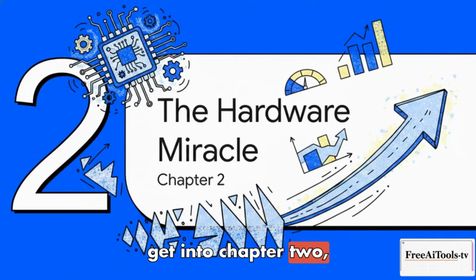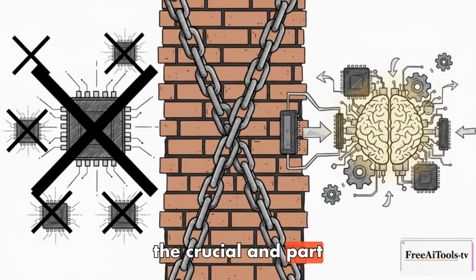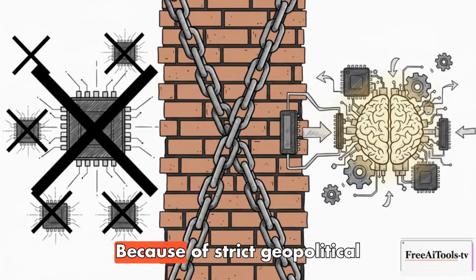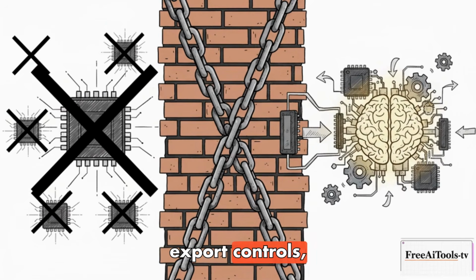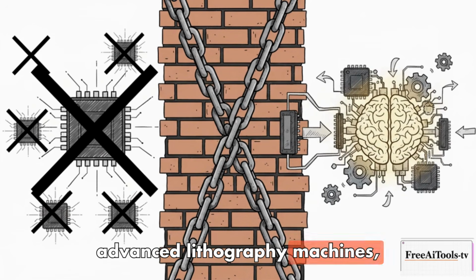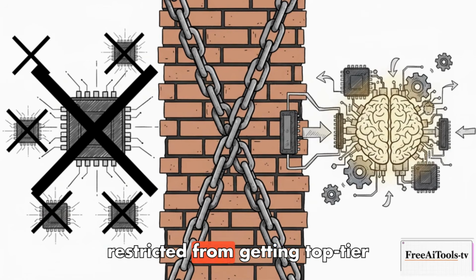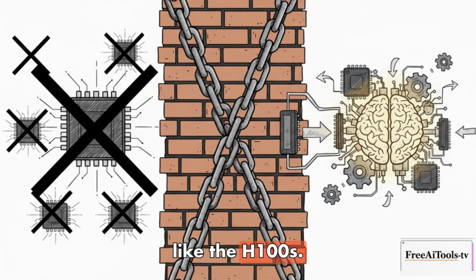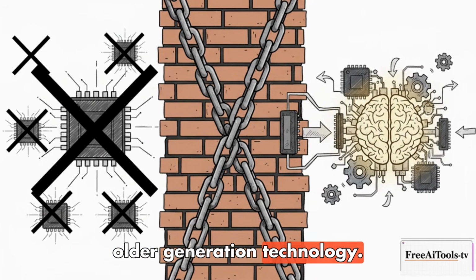Let's get into Chapter 2, the hardware miracle. Now, arguably, the craziest part of this whole story is the environment this model was actually born in. Because of strict geopolitical export controls, DeepSeek's creators simply could not go out and buy the best AI hardware in the world. They were completely cut off from ASML's advanced lithography machines, and they were heavily restricted from getting top-tier NVIDIA chips like the H100s. So they were forced to rely on alternative hardware, like Huawei Ascend chips and older generation technology.